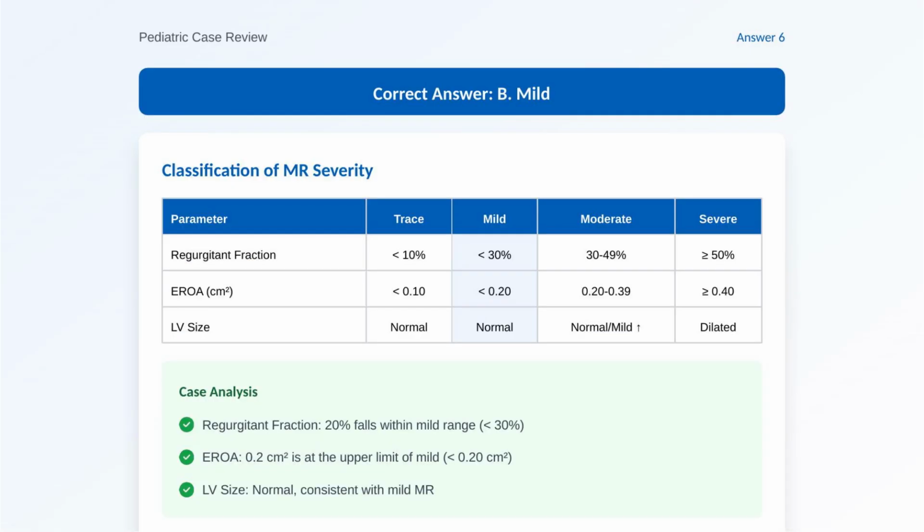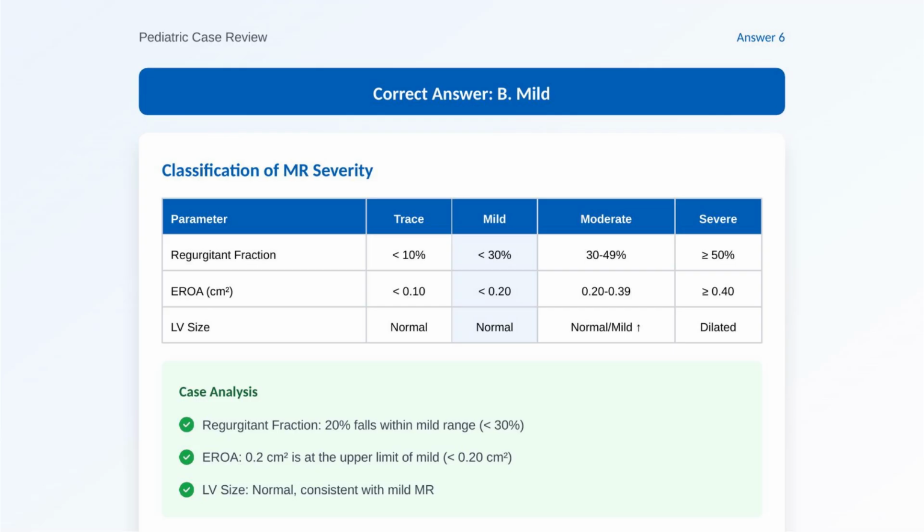Mild. The classification of mitral regurgitation severity is based on established quantitative echocardiographic parameters. In this case, the regurgitant fraction of 20% falls within the mild category, which is defined as less than 30%. The effective regurgitant orifice area of 0.2 square centimeters is at the upper limit of the mild range, which is less than 0.2 square centimeters.